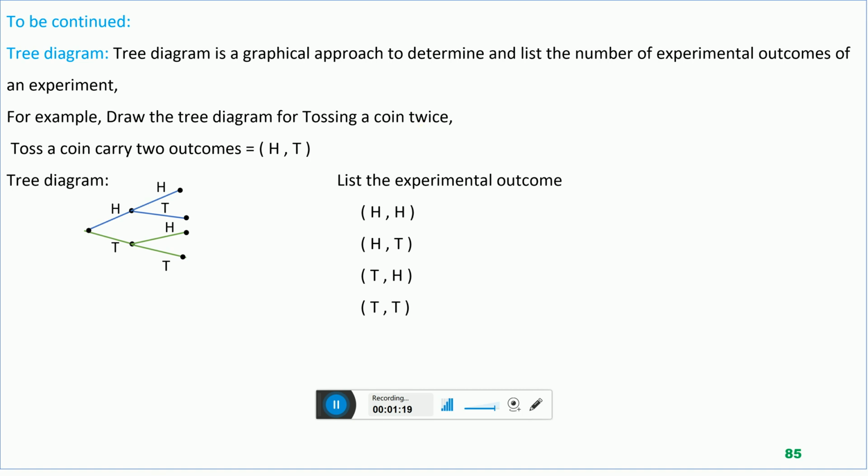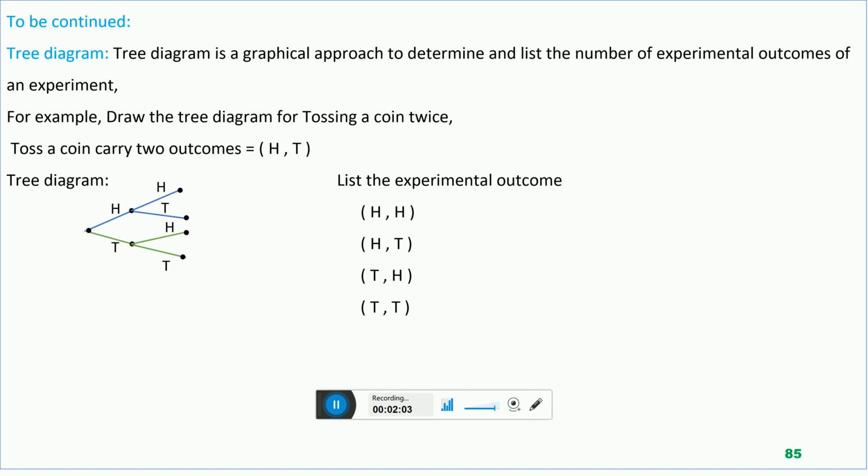So the experiment is to toss a coin, and this experiment carries two steps. We have to toss a coin twice, two times. And each toss carries two outcomes. One is head and the other is tail. When we toss a coin, two outcomes are possible. Maybe there is a head on the up face of the coin, or maybe there is a tail on the up face of the coin. Tossing a coin carries two outcomes, one is head and the other is tail.